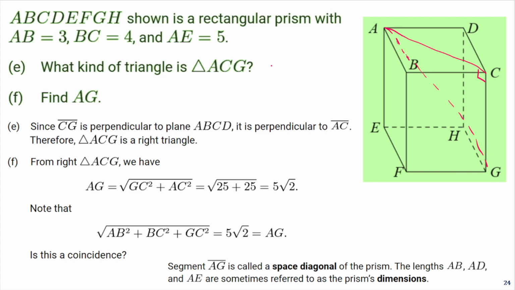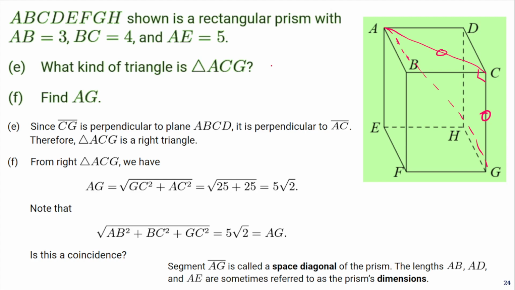And next, question 5, find the length of AG. From the right triangle ACG, we have AG equals square root of GC square plus AC square, right? We know GC square is 25, AC square is 25, so AG equals 5 square root 2. Also note that AG can be calculated by square root of AB square plus BC square plus GC square. Actually, this is not a coincidence.